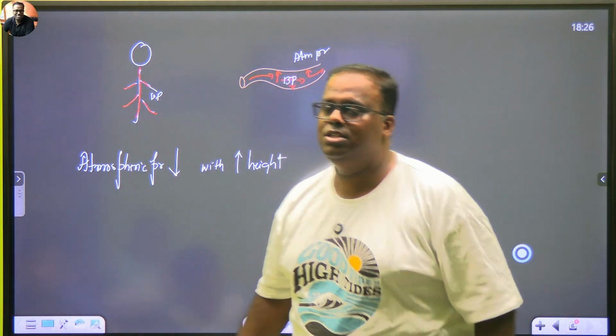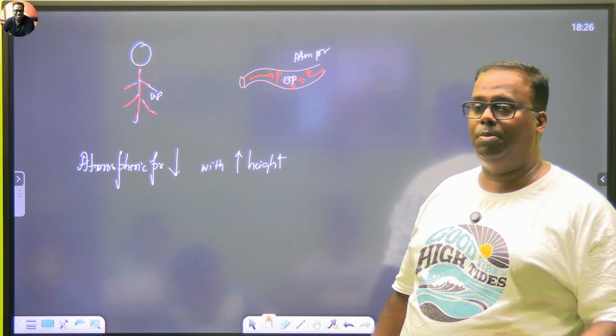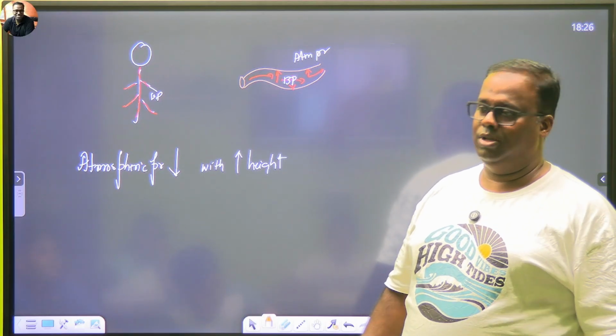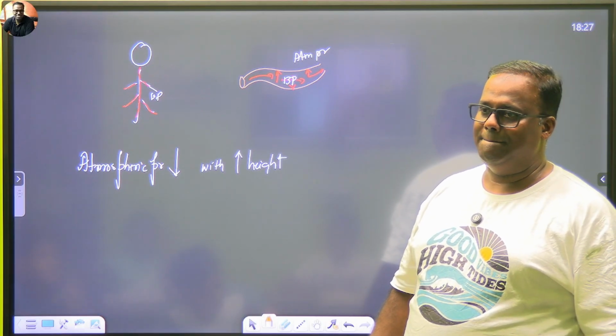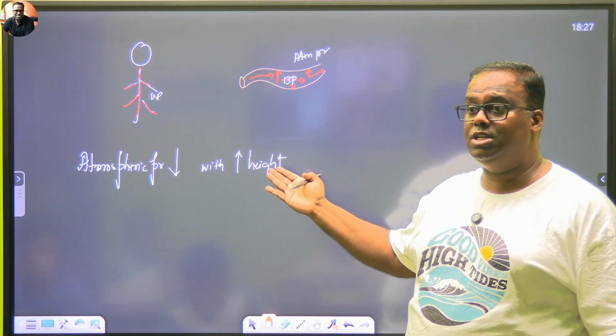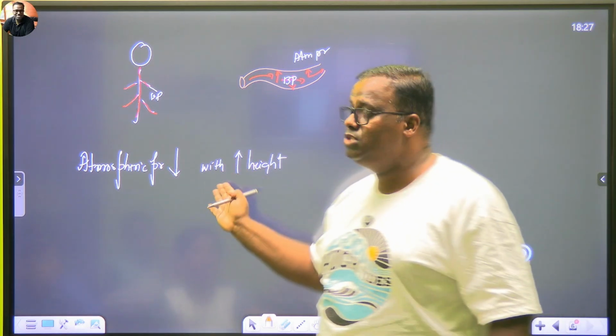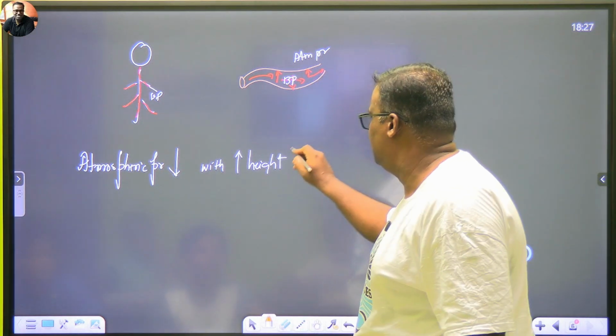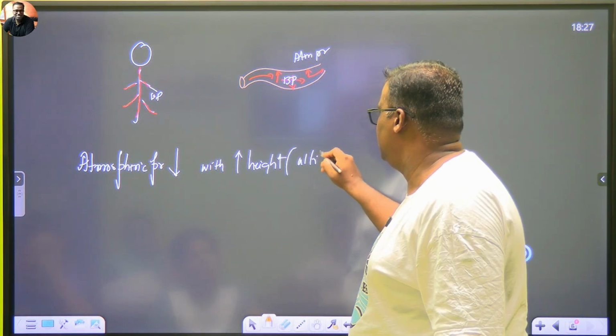Body acclimatization is very important. Atmospheric pressure decreases with increase in altitude. Altitude and height are the same.